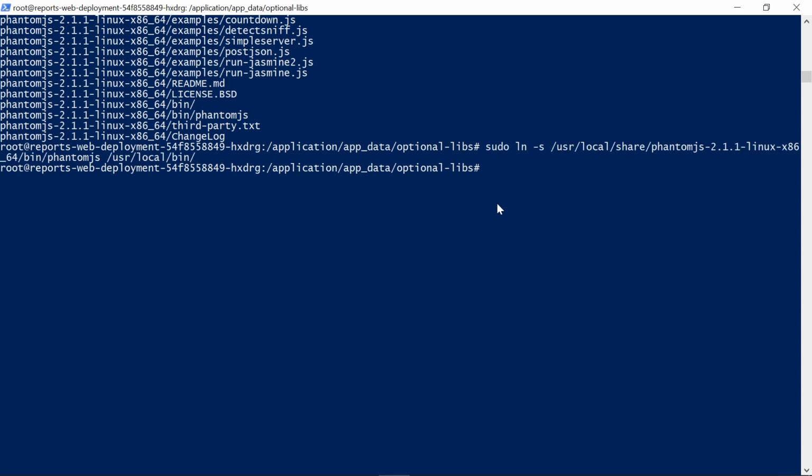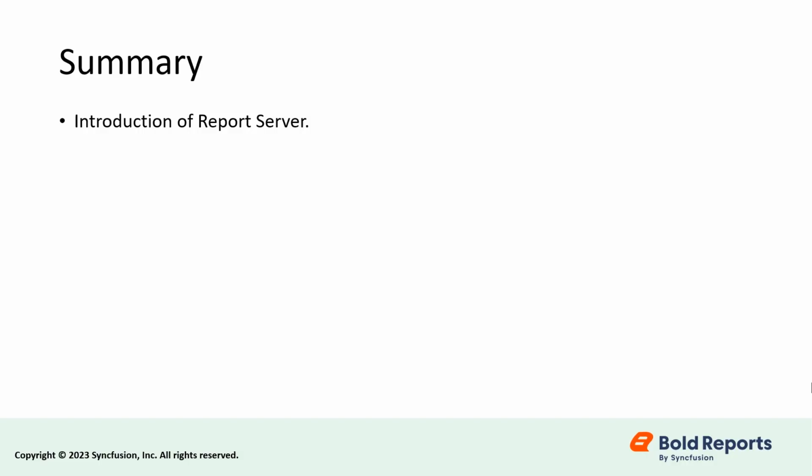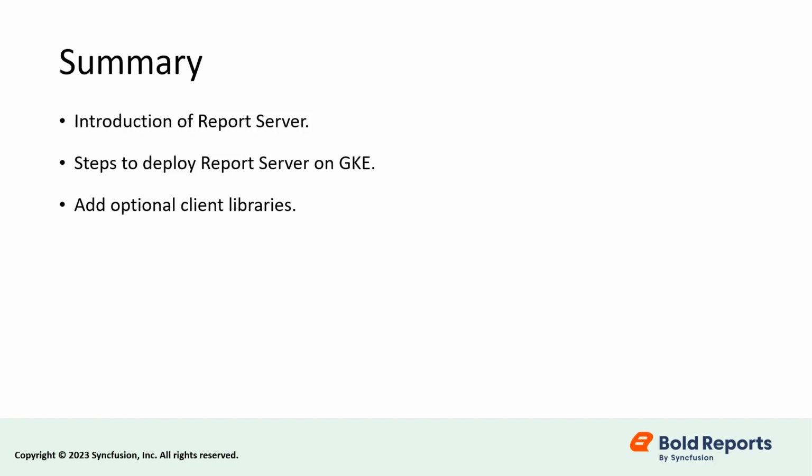Verify whether PhantomJS is installed properly by running this command. If it shows the version number, then PhantomJS is installed properly. Let me summarize the points covered in this video. We walked through an introduction of Bold Reports report server, covered the steps to deploy the report server on the Google Kubernetes Engine, and then the steps to add optional client libraries. Lastly, we discussed the steps to install PhantomJS in the deployed application to export the data visualization report items when scheduling.